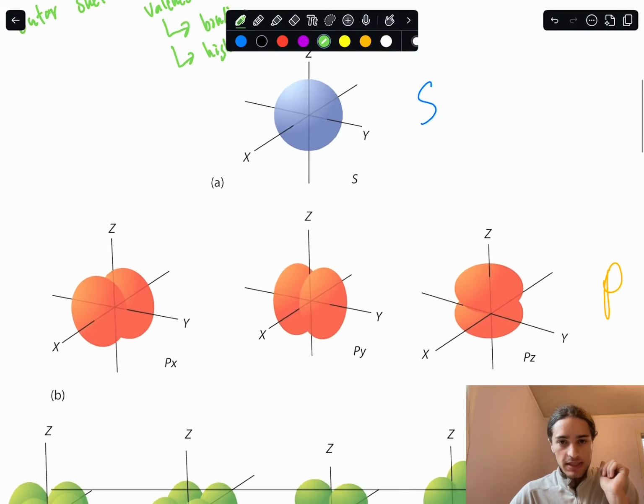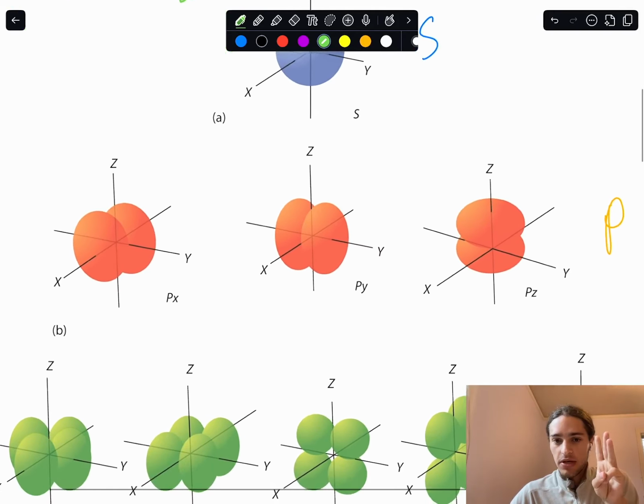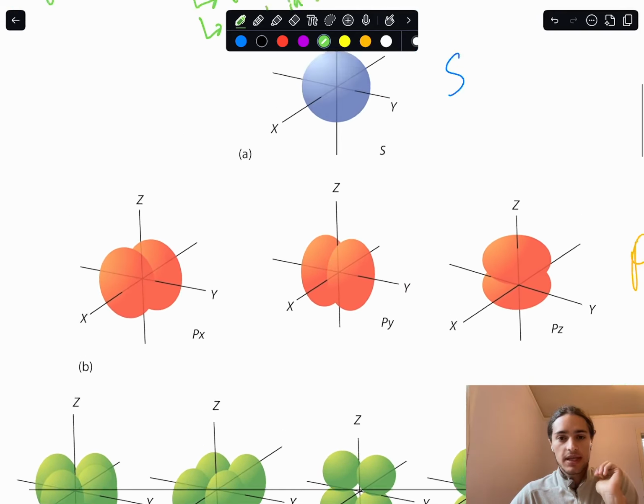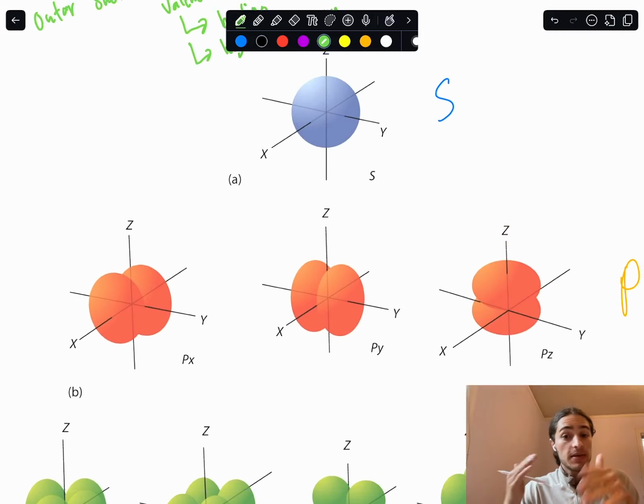And the other thing you'll notice is there's only one s orbital, there's three p orbitals and five d orbitals. And that's because the shapes are different, right? So for the s orbital, it's just a sphere. There's really only one way to make or draw a sphere, right?